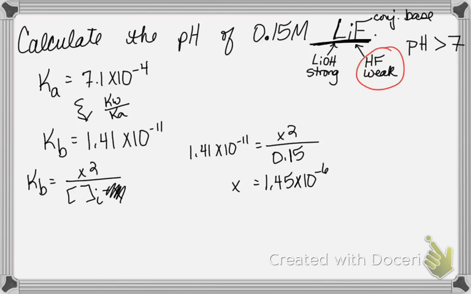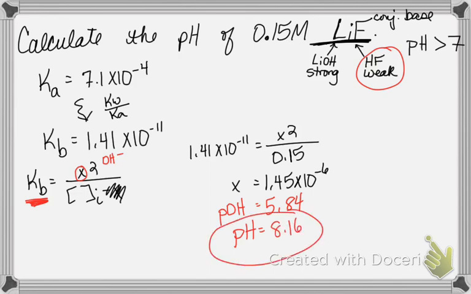What is x telling you? It's telling you the concentration of something. What is it the concentration of? Anytime you use a Kb, X is always the hydroxide ion. That means when I take the negative log of this, I'll have the pOH, which is 5.84, and I have to subtract that from 14 to get the pH, which is 8.16, which fits my prediction that it would be a basic salt. The pH would be above 7. Okay? That covers section 16.10.